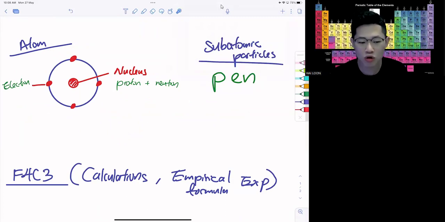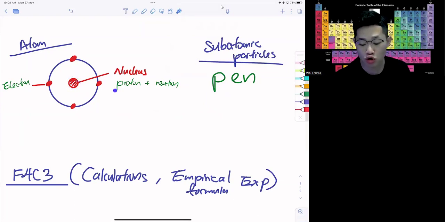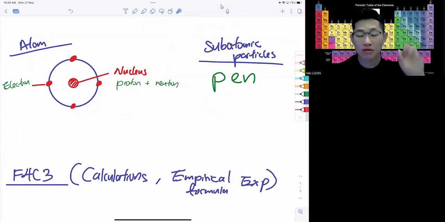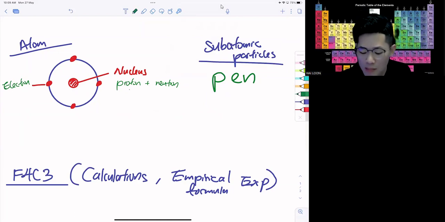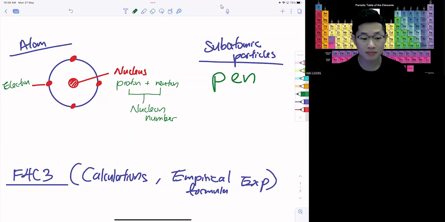The next thing I want to go through is the nucleus. Because we have proton and neutron, we can count how many protons, how many neutrons, how many electrons there are. The total number of protons and neutrons is known as the nucleon number. Is that okay?